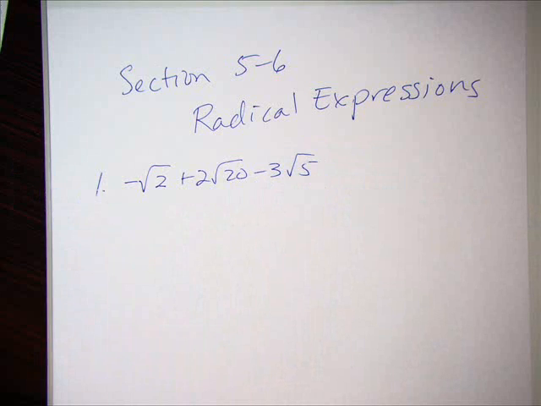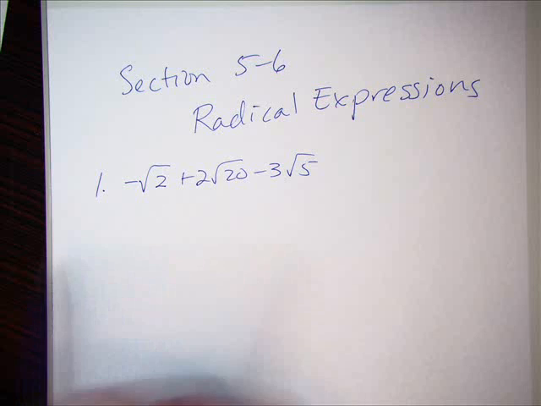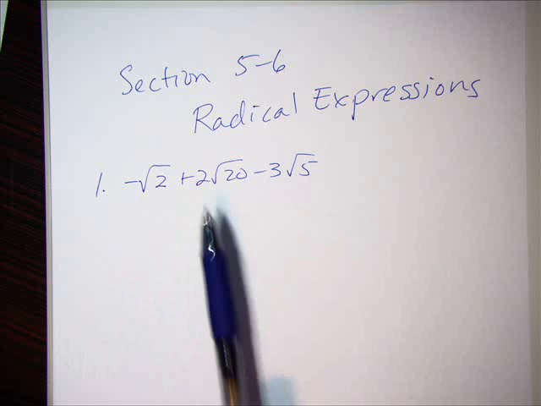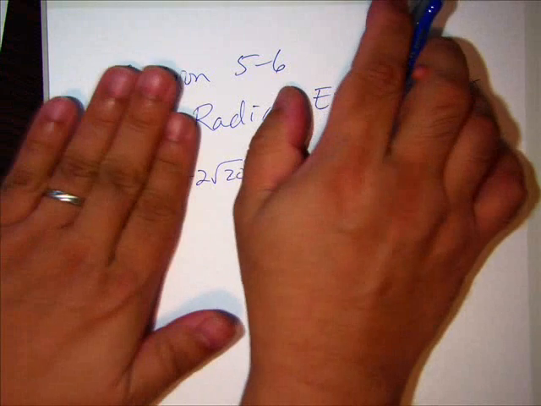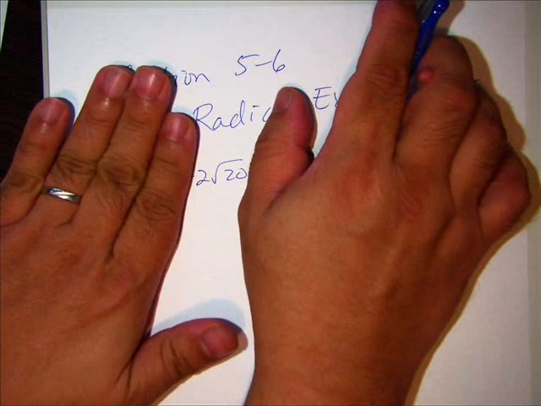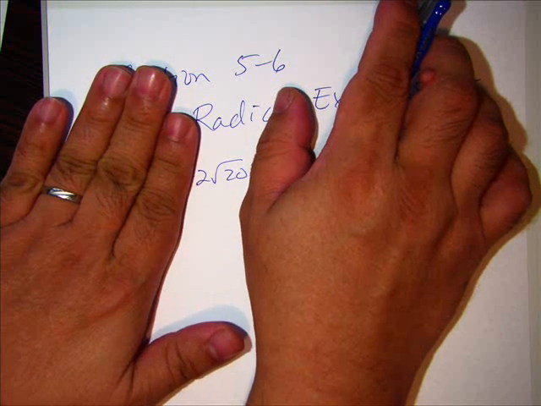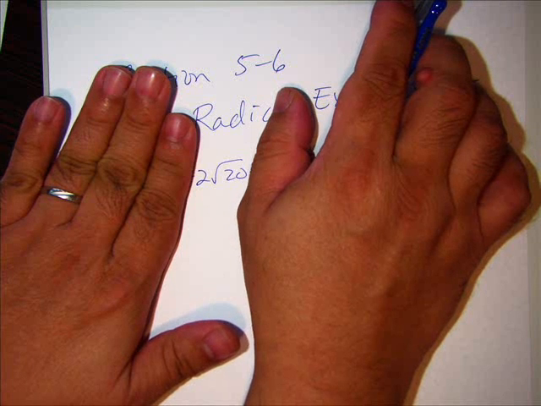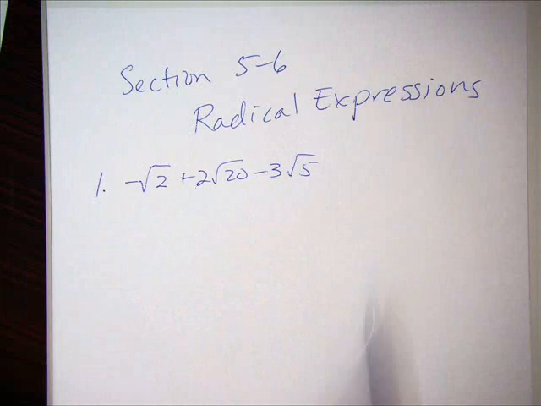The first two examples are combining like terms, or adding and subtracting radical expressions. One of the basic skills you need to already have is being able to simplify single radicals, like here, 2 root 20. You should already be able to simplify that kind of expression. And once you know how to do that, then this is the next step.